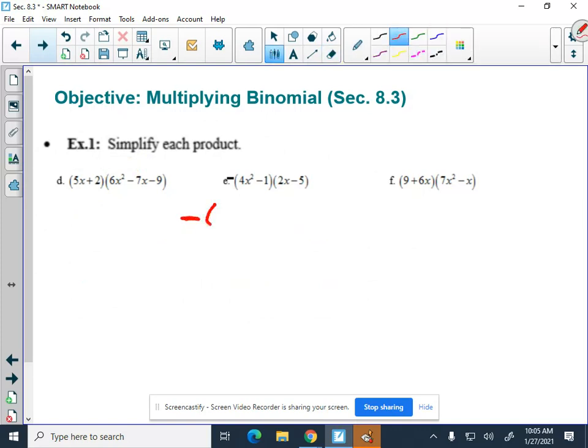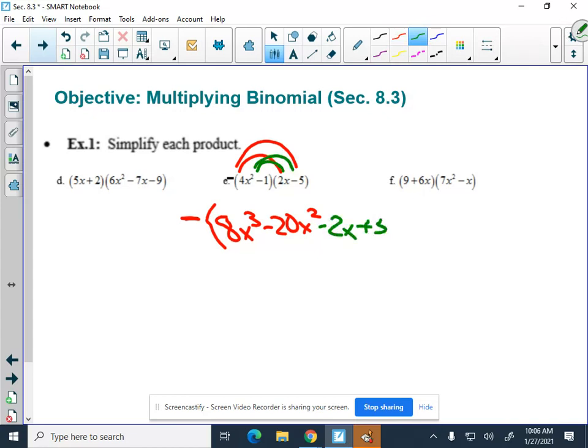Again, there's a negative in front. When there's a negative in front, usually what I do is I worry about that at the end. So we're going to take 4x squared times 2x. We get 8x to the third minus 20x squared. Now we do the next one. Negative 2x plus 5. Now I'm going to get rid of that negative out in front. So this is negative 8x to the third plus 20x squared plus 2x minus 5. Simply just took off all the parentheses and multiplied the negative throughout.